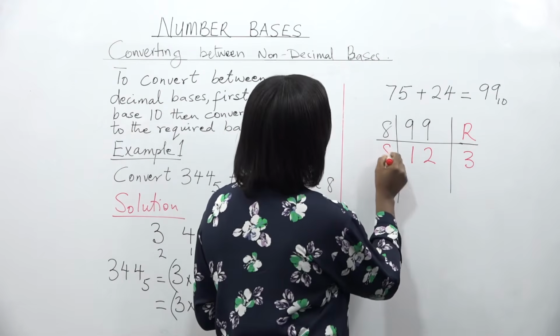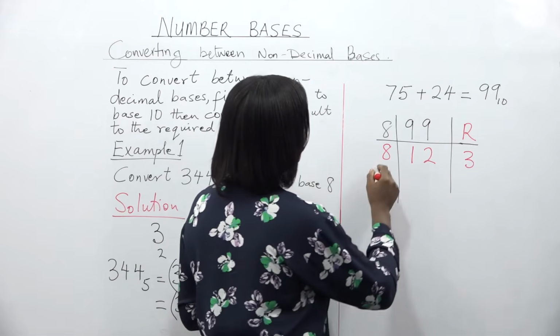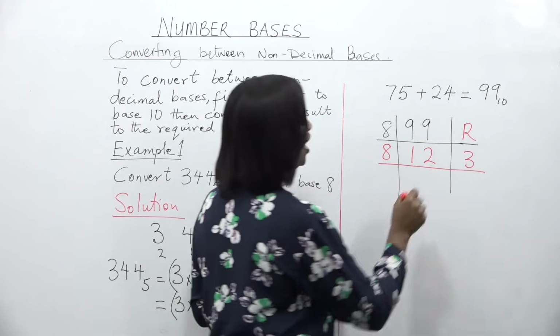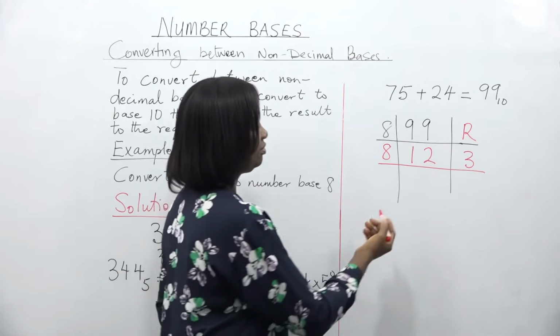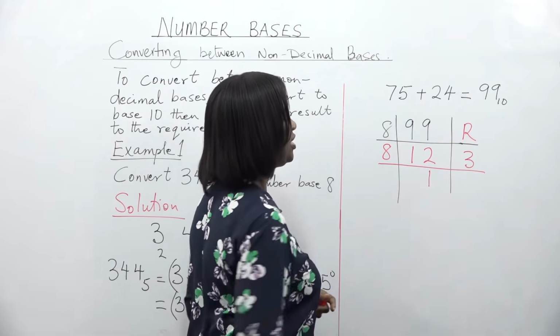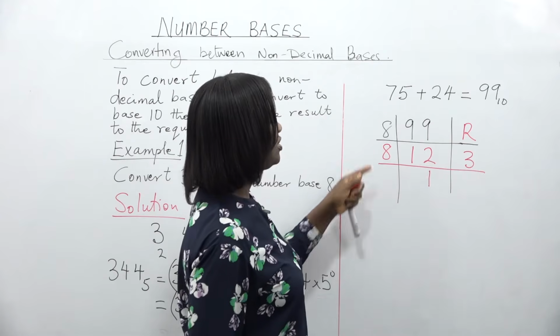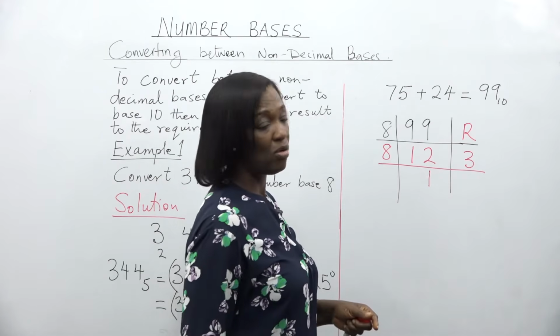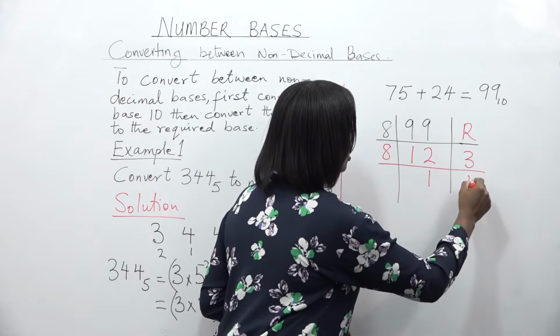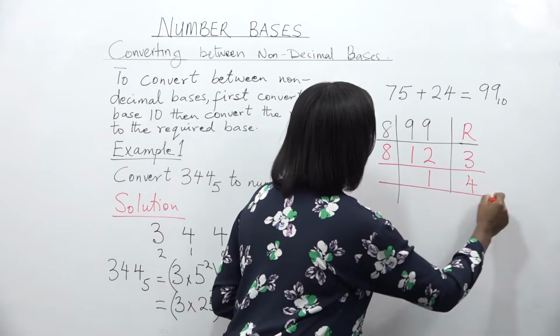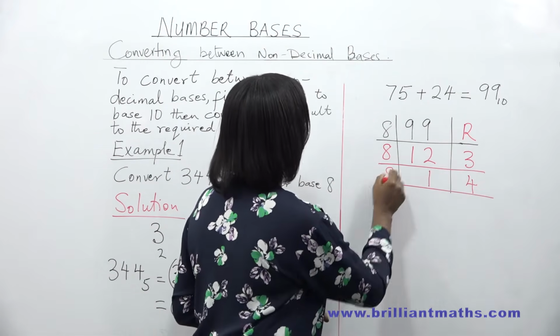Next, we're dividing by 8 again. 8 into 12 is 1. 12 minus 8 is 4. So the remainder is 4. We're dividing.